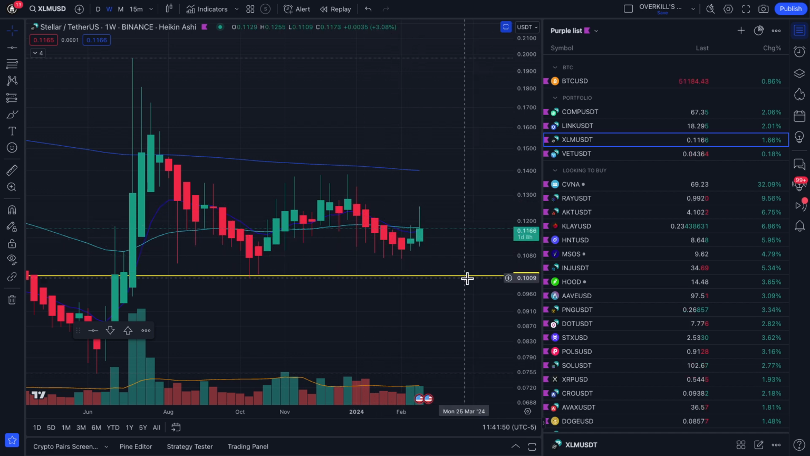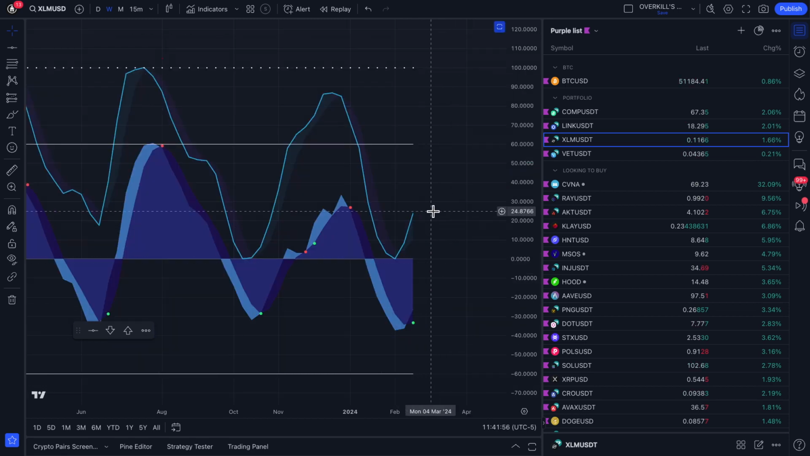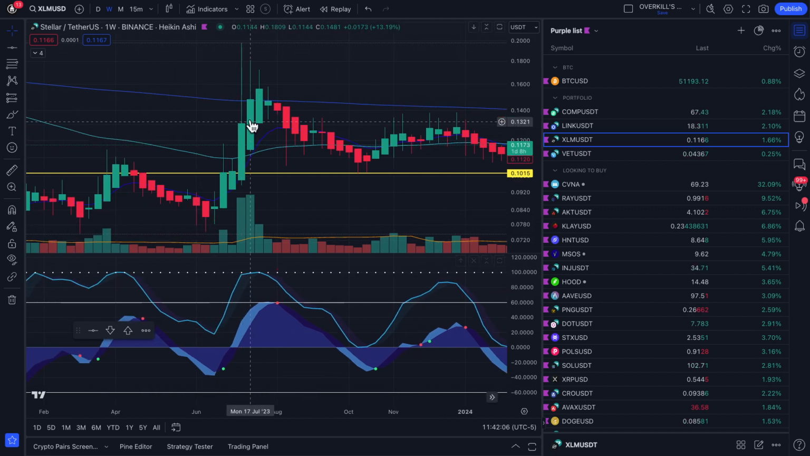So I identified this last week. And again, we got the green dot this week, and the stochastics down here at 20, 21. So again, I'll look to sell my XLM position when it comes back up here to 100, because you could see the stochastic correlates with the top of the wave.